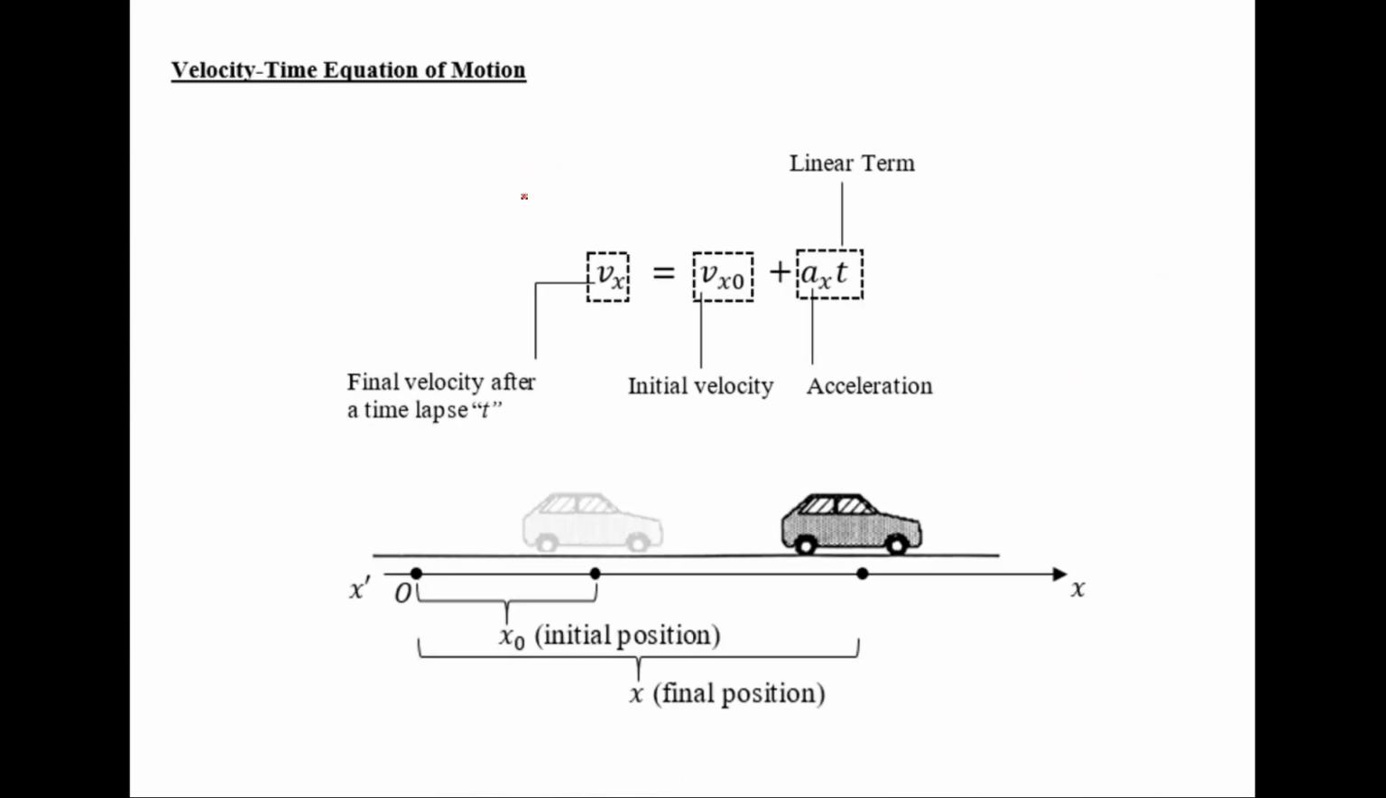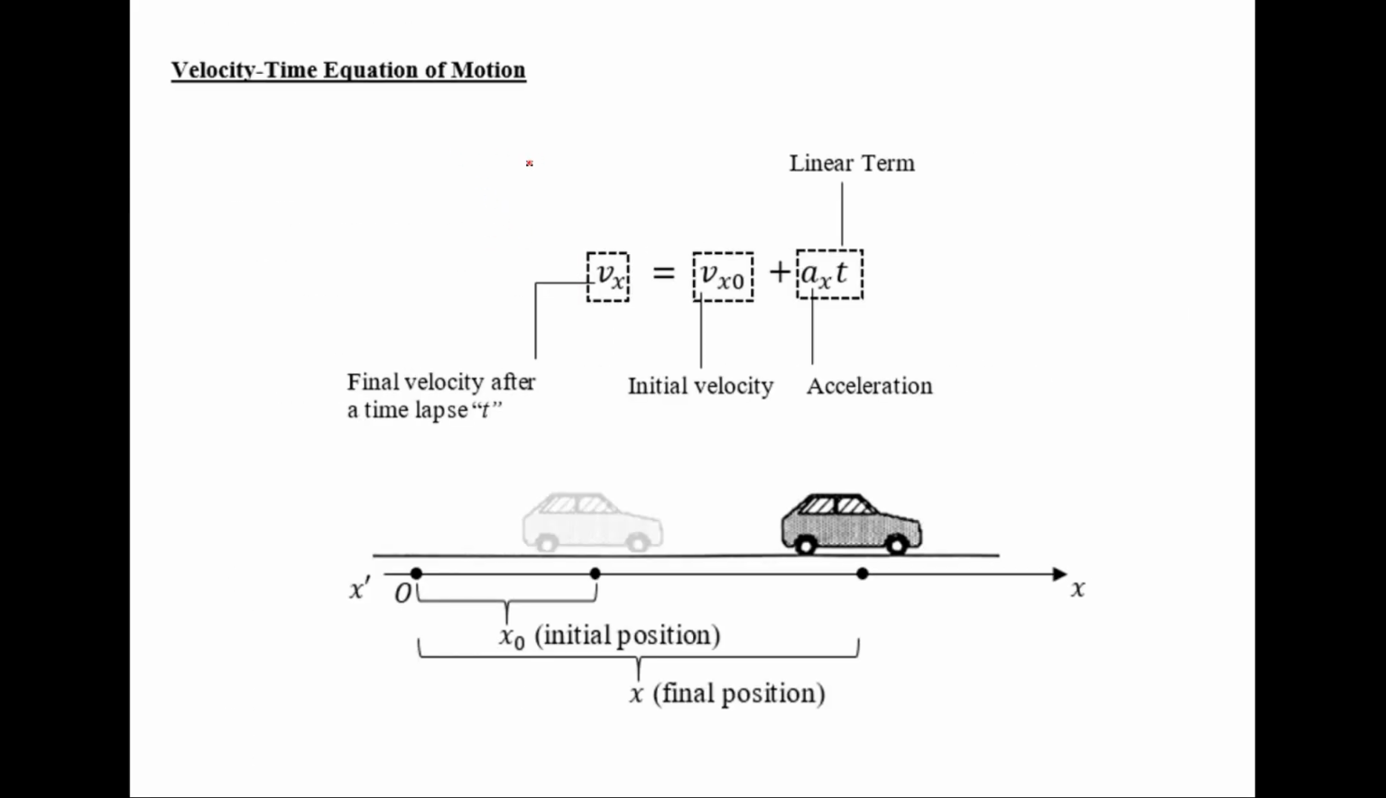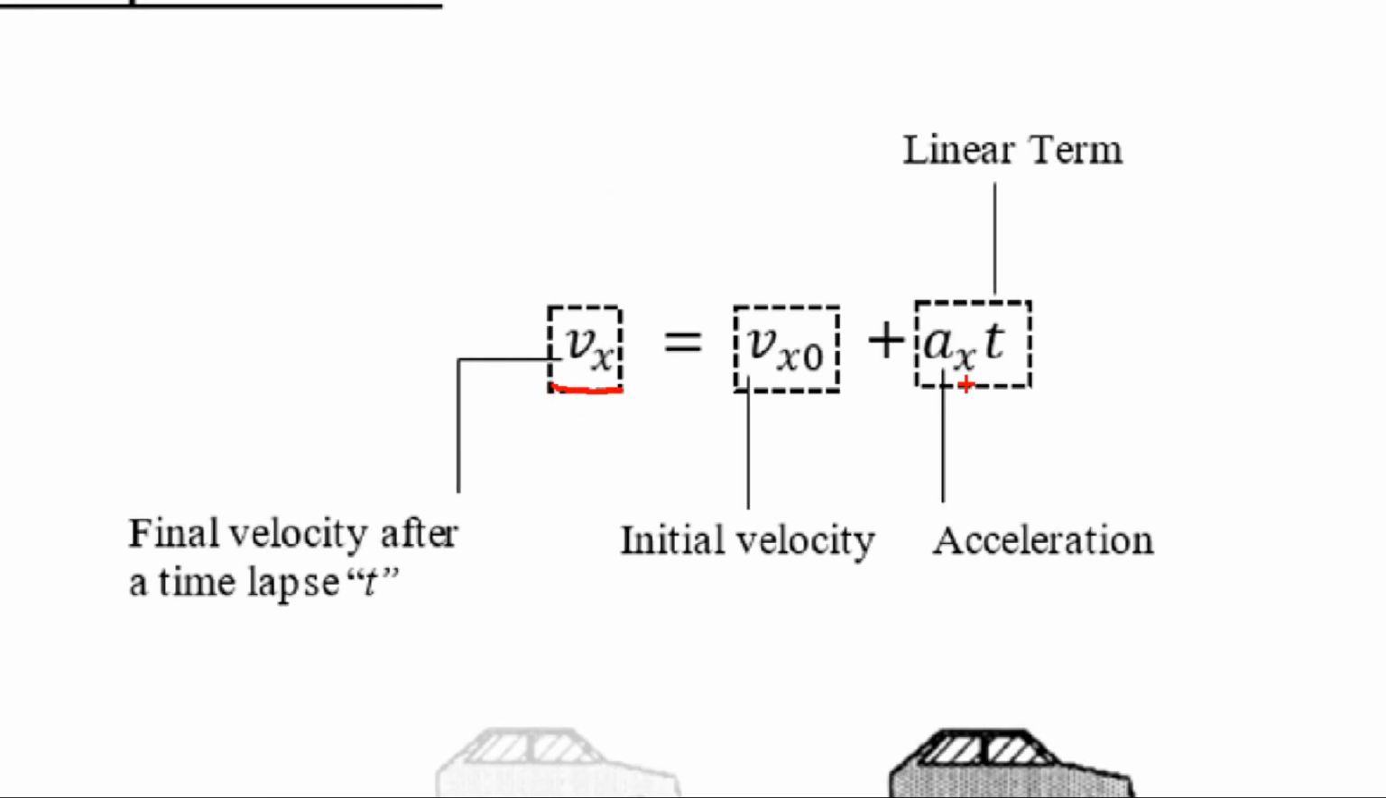Now going on to the first equation of motion, and this is set to be the velocity-time equation because it relates the velocity to the time. That would be the linear term correlated with acceleration. That would be the initial velocity, and Vx would be the final velocity after a time lapse t, because we know that under the influence of gravity the velocity is changing.